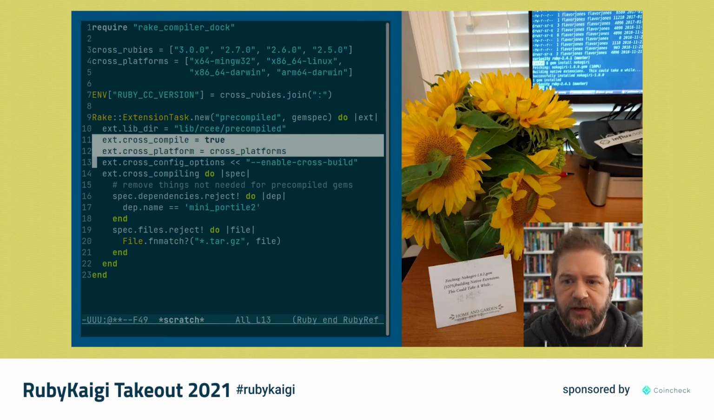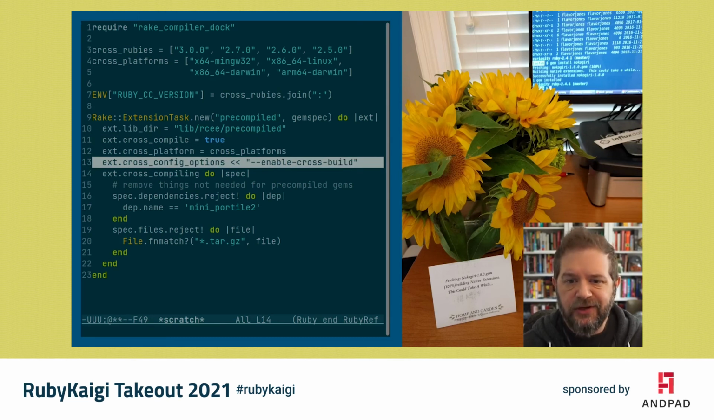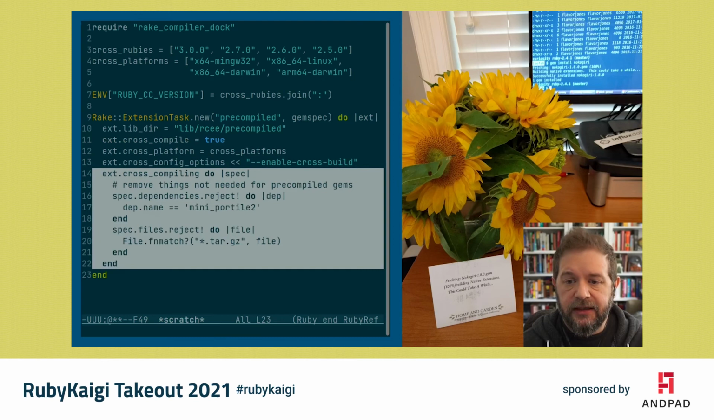We signal to RakeCompiler to turn on cross-compiling features and create some additional rake tasks. We have some code here to signal to our extconf that we're cross-compiling. And finally, this block only runs when we're cross-compiling, and we use it to modify the gem spec and remove the stuff that we don't need in the native gems.